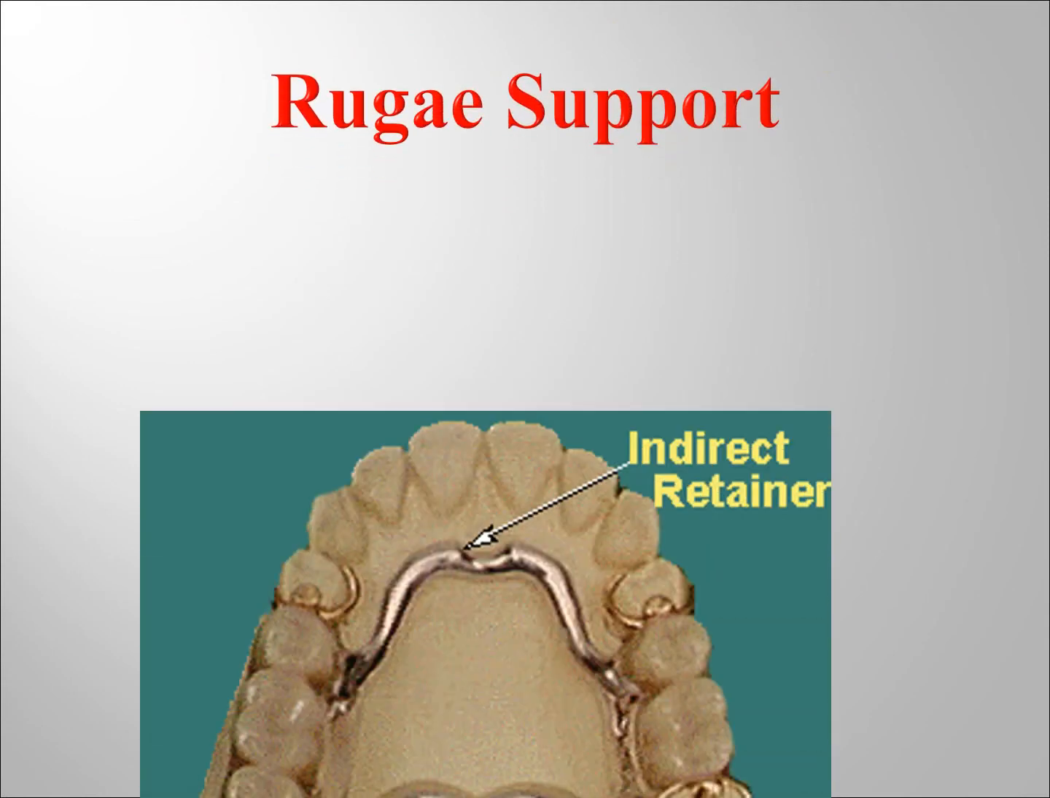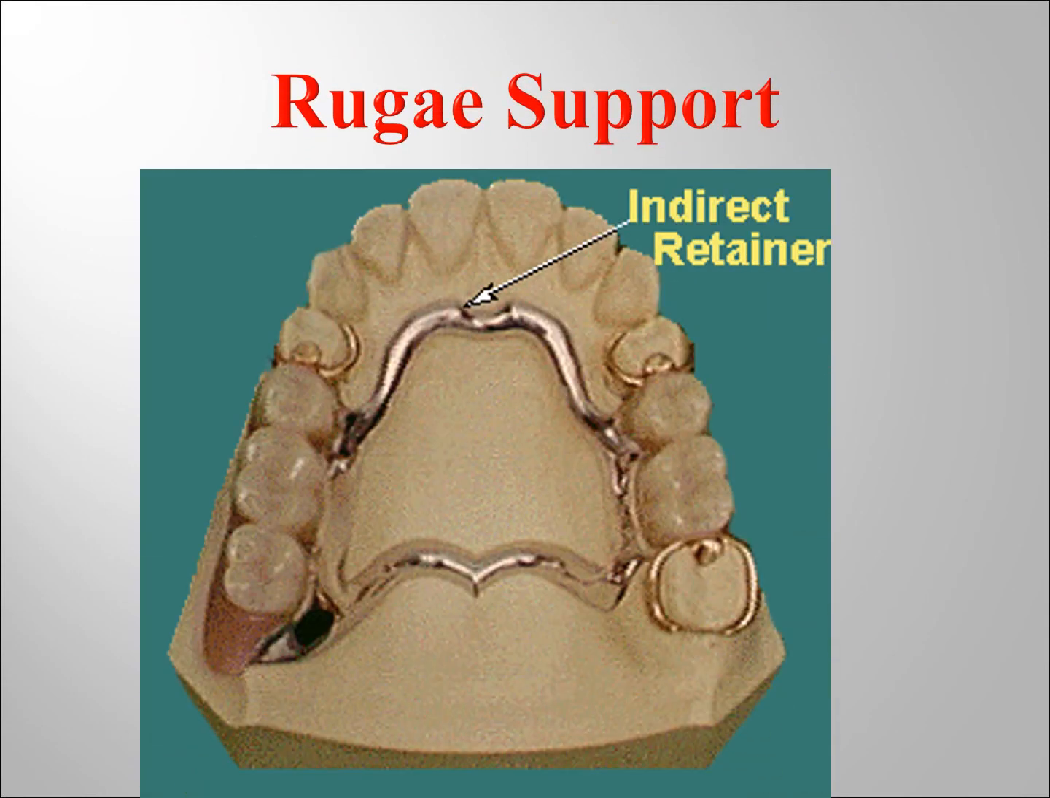And sometimes you can get resistance to sinking of the anterior part of the prosthesis, which indirectly prevents movement of the distal extension, by means of the major connector resting on the anterior rugae. If you hide the anterior part of the major connector in the rugae area, it resists sinking and thus provides indirect retention.